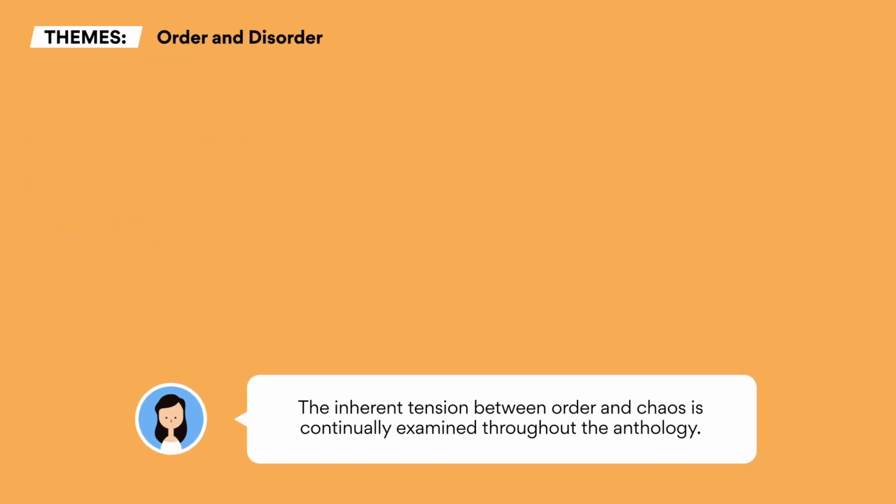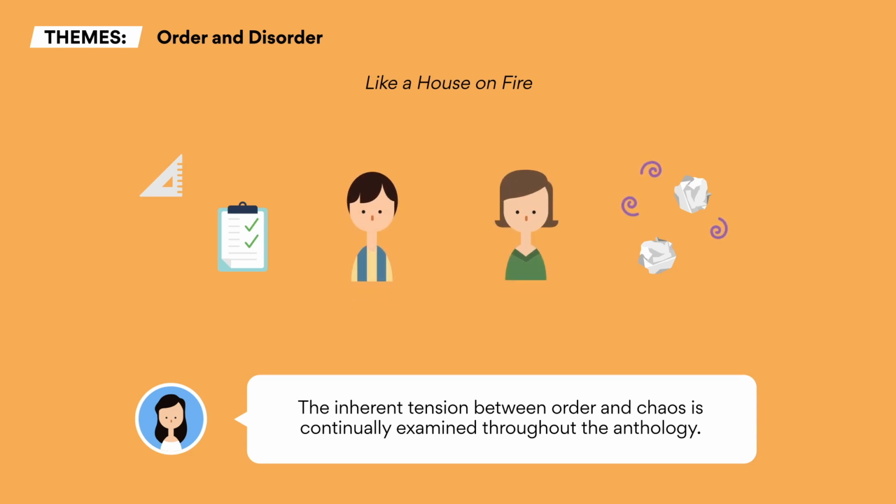Order and disorder. The inherent tension between order and chaos is continually examined throughout the anthology, particularly in Like a House on Fire, in which perfectionistic order and scatter-minded disorder are embodied in the unnamed narrator and his wife respectively. As the two individuals are unable to establish a compromise between their contrasting personalities, Kennedy suggests that this lack of cooperation is the core reason for the deterioration of their marriage and their subsequent misery. The notion of disorder is also symbolized by the domestic setting itself, as Kennedy depicts various characters who feel pervasive ennui and dissatisfaction within the chaotic mess of their household environments.